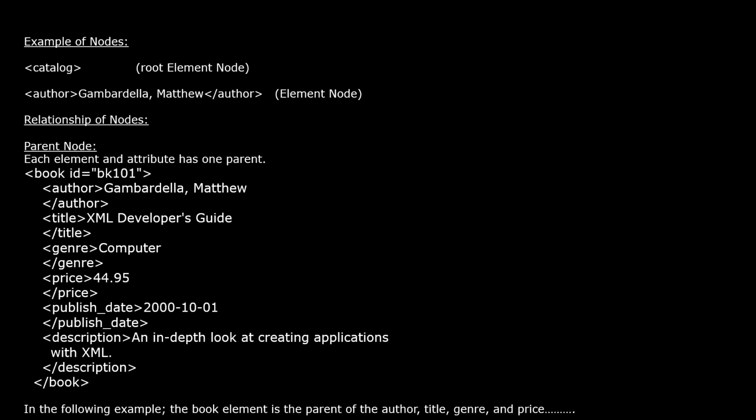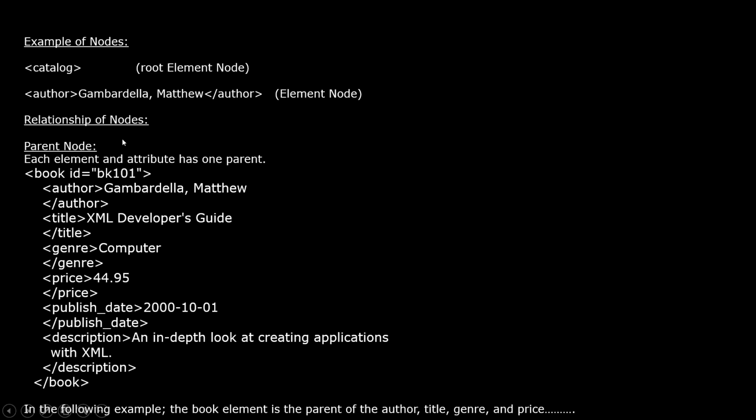Here you can see an example of nodes. This is our sample XML code. For example, here the catalog is the root element node of all the remaining nodes. At the same time, author is an element node, title is an element node, and genre is an element node. Likewise, in a root element node, we can have any number of element nodes for a particular XML.